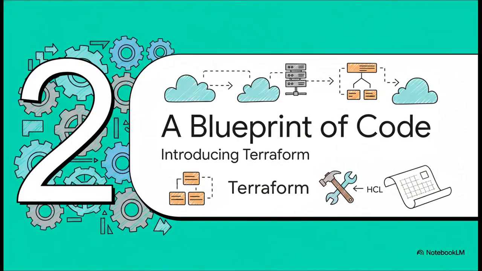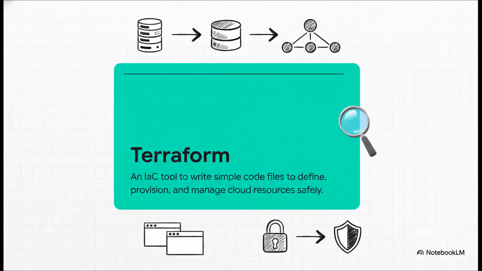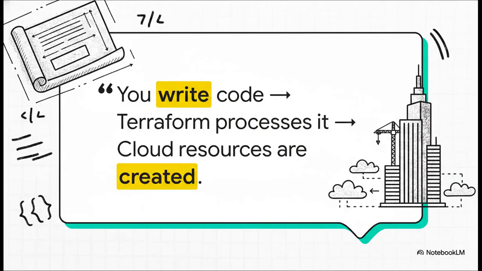Okay, so how do we make this whole infrastructure as code dream a reality? Well, that brings us to Section 2, where we introduce the hero of our story, Terraform. So what is Terraform at its core? It's a tool that lets you write these simple, easy-to-read configuration files. In these files, you just describe the cloud stuff you want, your servers, your databases, your networks, and Terraform handles the rest. It does all the heavy lifting to build it for you, and it does it safely and super efficiently.